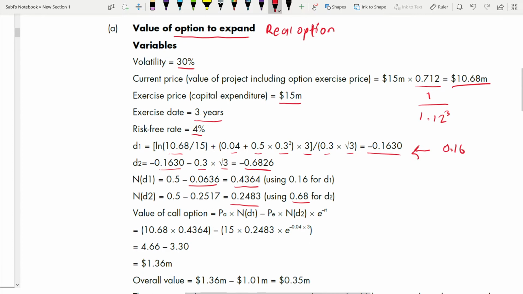Okay. Now value for call option. You have to understand whether this is a call option or a put option. We know it's a real option, but real call option or put option? Option to expand is a call option. So that means we have to find the value for call option. So the formula is this. Now we are putting numbers. PA into ND1 is this, minus 15 exercise price into ND2 and this one. That's fixed, e power minus R into T. R is 4% and T is 3 years.